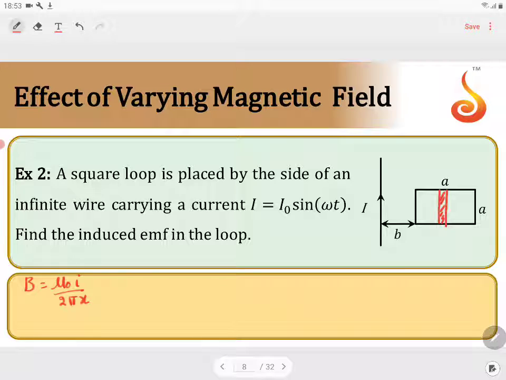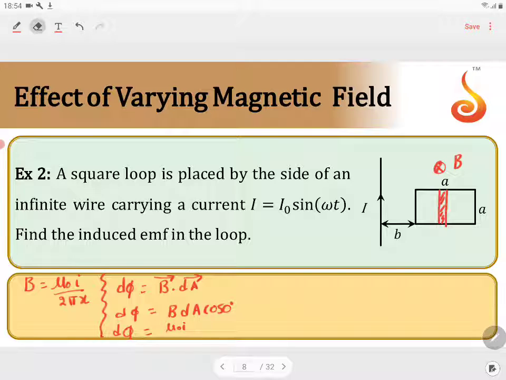Okay, so here the magnetic field will be into the screen according to the right hand rule. The area vector of the small strip, you also take into the screen. Why? Because the area vector will be represented with a normal. Now the angle between magnetic field and area vector is 0 here. So first you calculate the small amount of flux. The small amount of flux is B dot dA, so B dA cos 0, and B is mu naught I by 2 pi x.